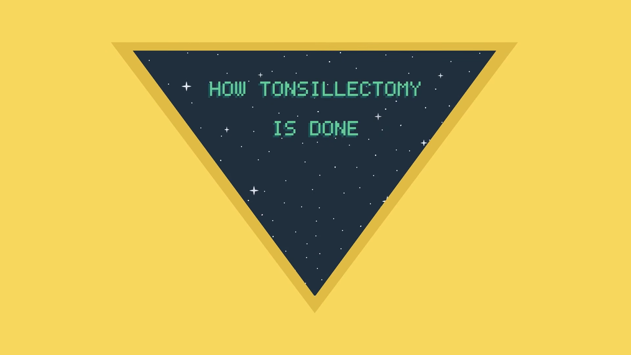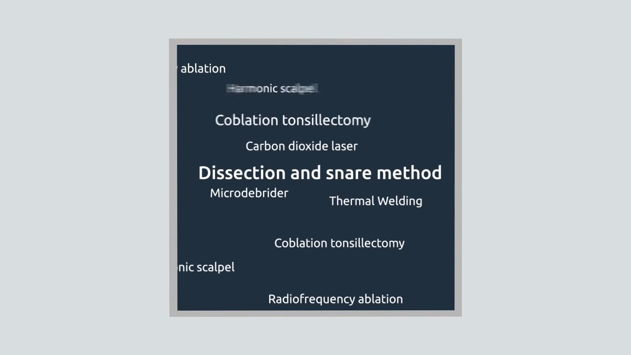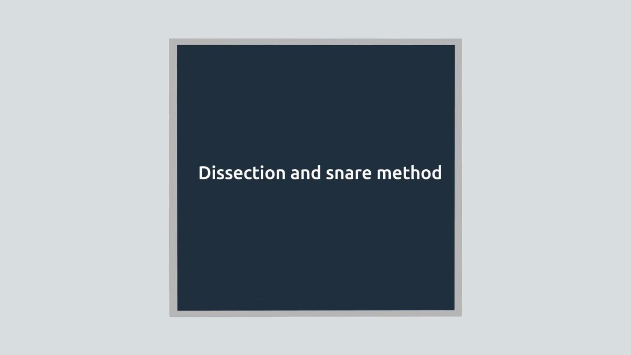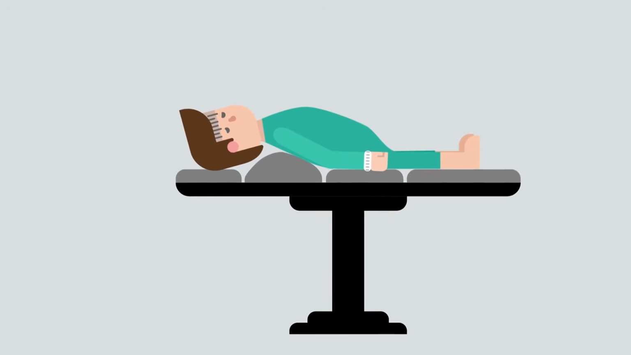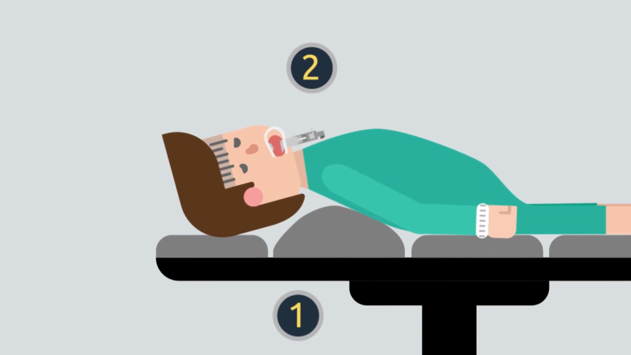How tonsillectomy is done: the dissection and snare method. There are multiple methods to do tonsillectomy. One of the most commonly used is the dissection and snare method. Steps of the dissection and snare method. 1. Patient is placed in Rose position. 2. Boyle-Davis mouth gag is introduced and opened. It is held in place by draw-strings, bipods, or a string over a pulley.